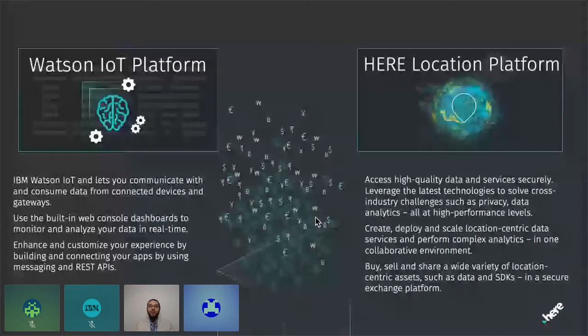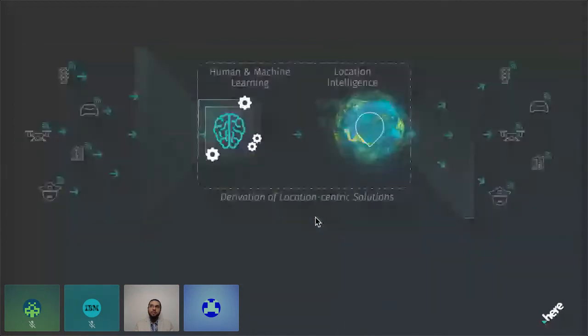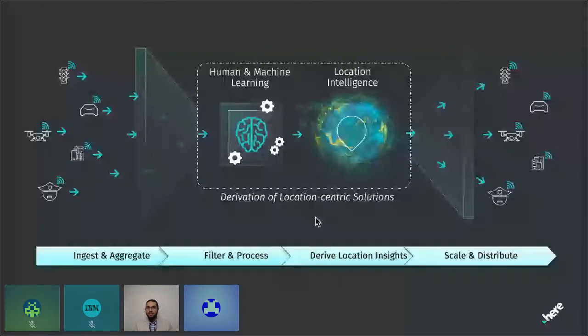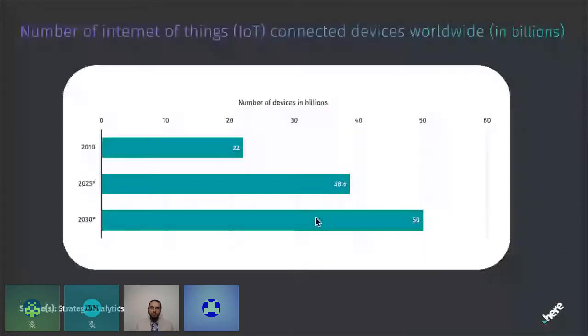So what we are doing in these sessions is combining the human and machine learning capabilities from Watson with IoT connectivity along with location intelligence. In these stages, we'll be able to get the data in, do the filtration and the processing, getting the location insight and what's behind the data we are collecting. And finally, we can scale, distribute, and run multiple applications for it.